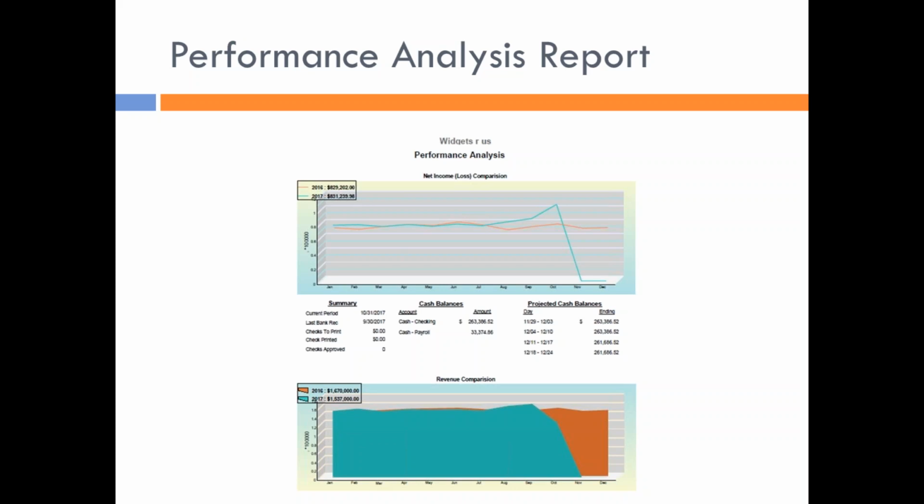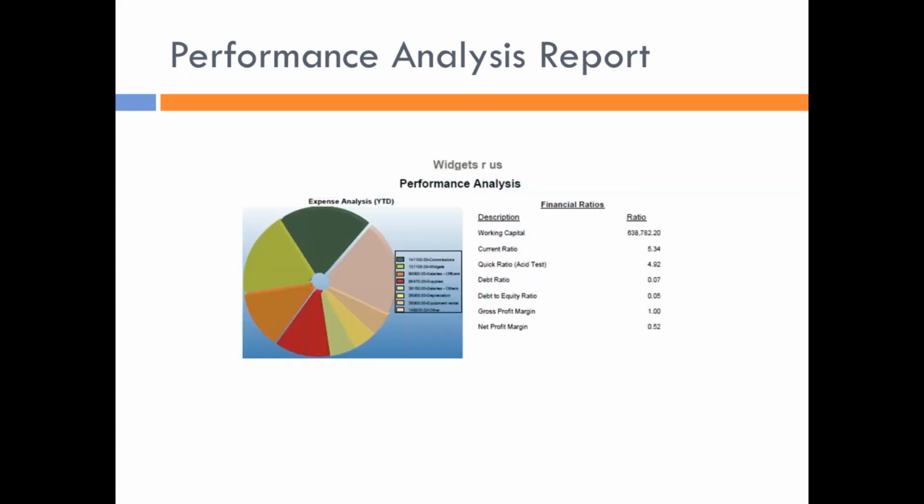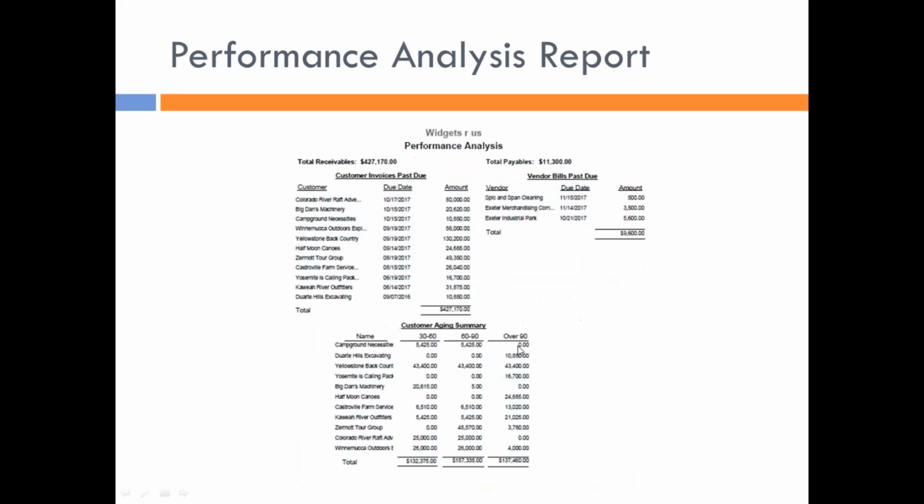It looks a lot like the other graphs. There's also a lot of ratios, important ratios that we include here. And then if your client has bookkeeping, they'll be able to see aging summary and who the outstanding bills are due from.